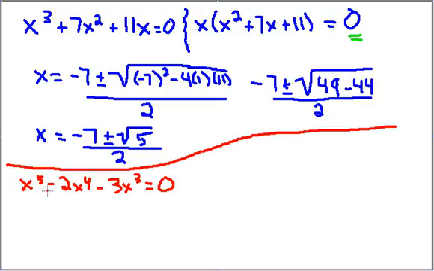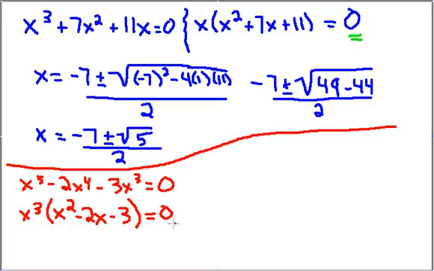Well, if you look at x to the 5th and minus 2x to the 4th and minus 3x to the 3rd, we can see that x to the 3rd is a common factor. So let's go ahead and factor out x to the 3rd. x to the 3rd times x squared is x to the 5th. That takes care of that first monomial. x to the 3rd times minus 2x equals minus 2x to the 4th. That takes care of that. x to the 3rd times minus 3 equals minus 3x to the 3rd. And we know that equals 0.